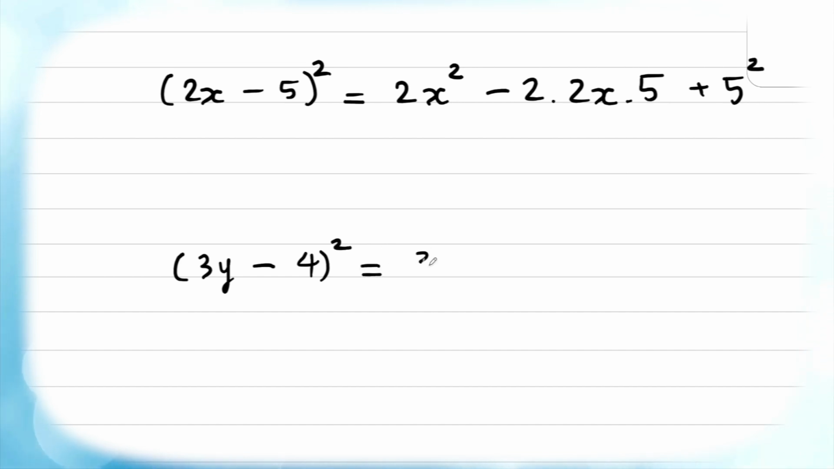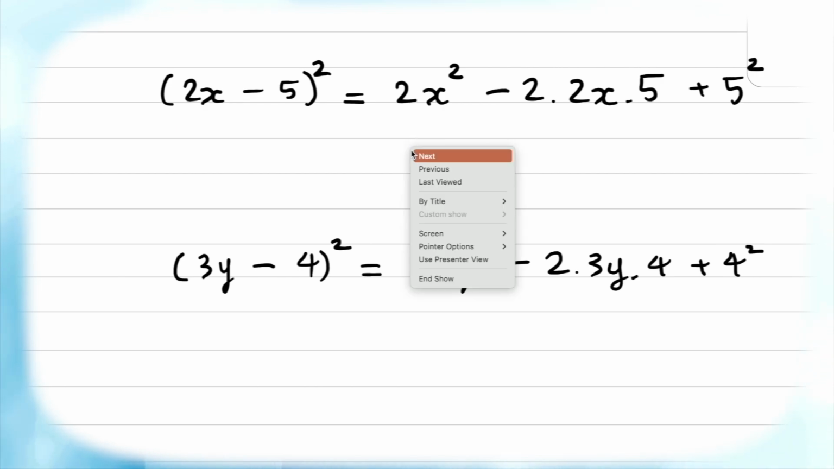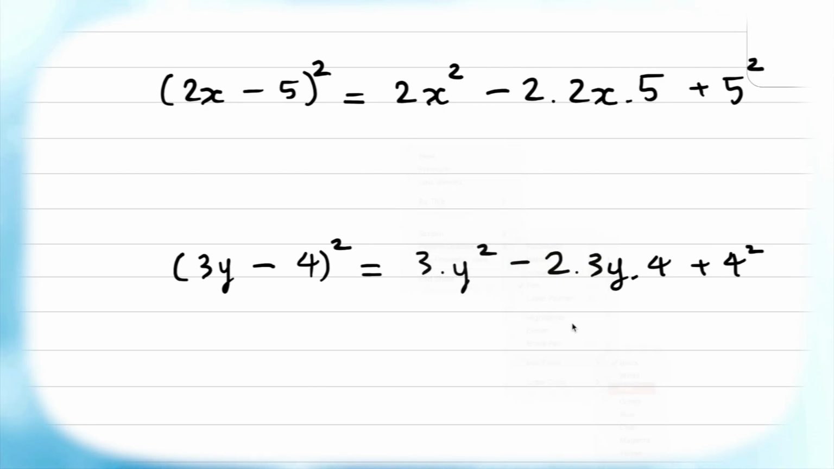And the second one, you have 3y squared minus 3y times 4 plus 4 squared. So where is the mistake? I think you understand because you remember the bracket. The bracket for a complicated question like this is very important. The 2x here cannot be outside the bracket, because in 2x you have two terms, the number 2 and x. So you need to put this inside the bracket like here, and the same thing for 3y in the second example.